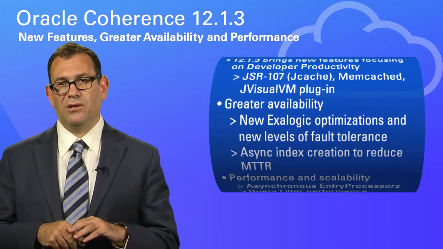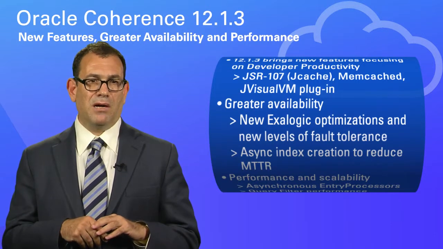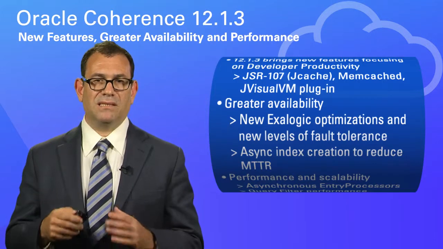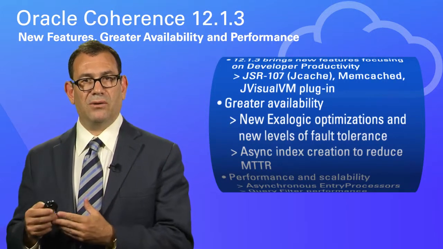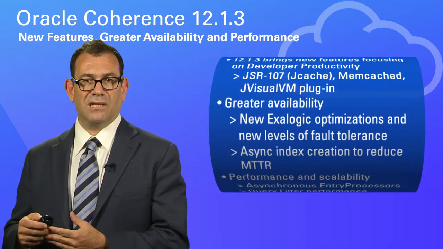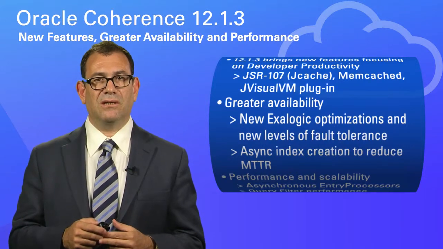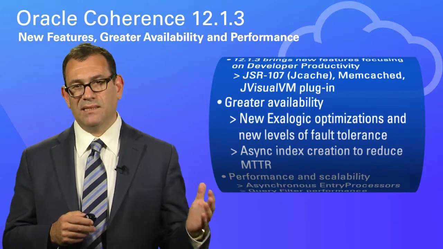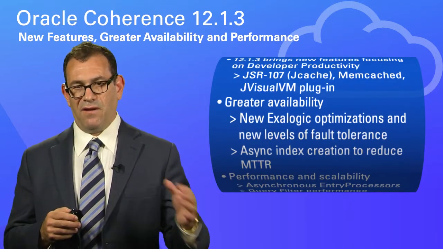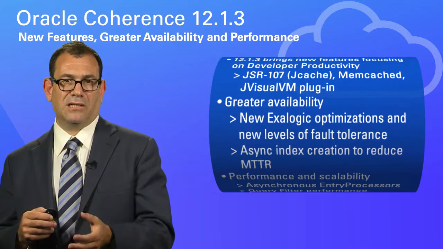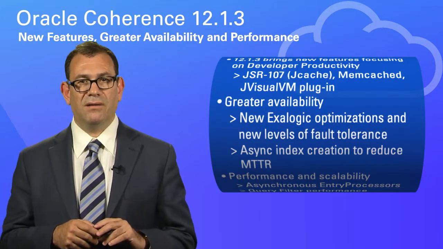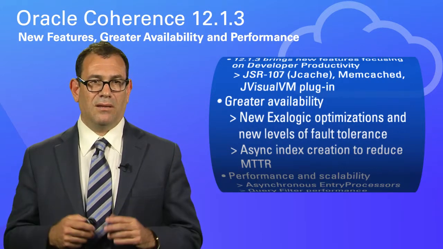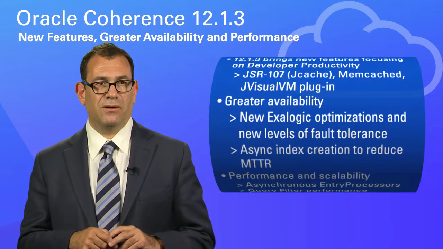Now, JSR 107 or JCache is a much more advanced API that allows you to do things like processing on the data grid, what we in Coherence call entry processors, and in fact that's what it's called in the JSR itself. So I think both of these give you a way of accessing Coherence through either a de facto standard or through the actual standard for Java, and do so in a way that leverages all the goodness of Coherence.